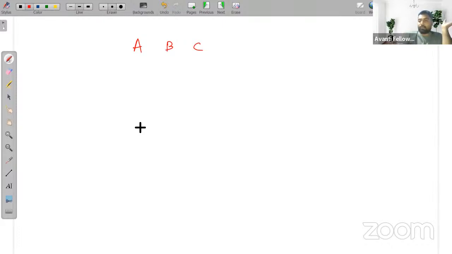They are in a row. So in how many ways can we arrange them? The answer is very simple. That is 3 factorial, that is 3 into 2, so 6 different ways we can arrange them.